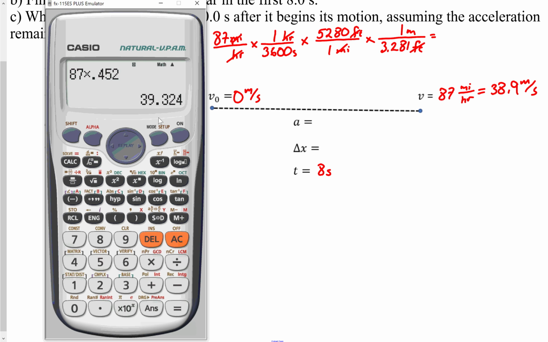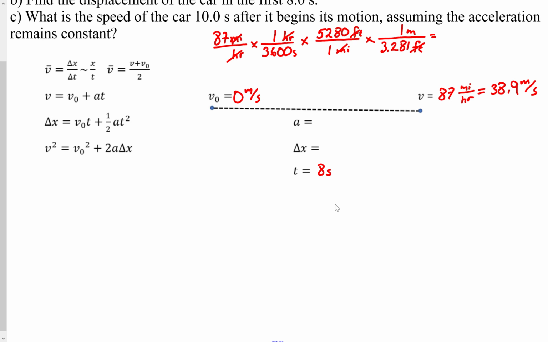39.3. Oh, I got close. I knew it was around that number though. So there, you can go through and figure out a little quicker way of doing miles per hour to meters per second because you do it so often. So, all right, we've got this work.